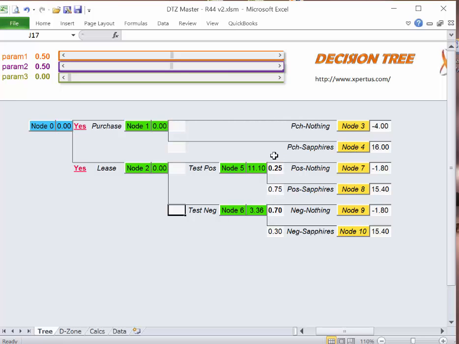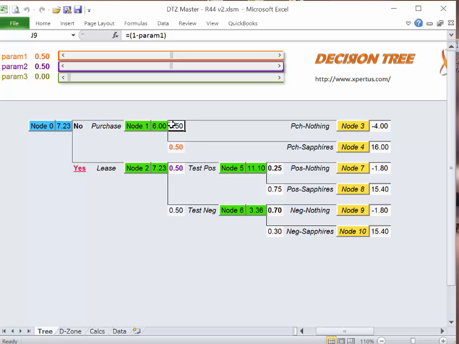For now, I'm going to fix some of these probabilities and then look at the sensitivity of the purchase and lease option. Let's say we're interested in the probability of finding sapphires if we go ahead and purchase. So we will link it to the orange, and immediately this becomes 1 minus param 1. And let's also look at the probability of the test turning out to be positive, which is equal to, and we'll link the plum parameter.